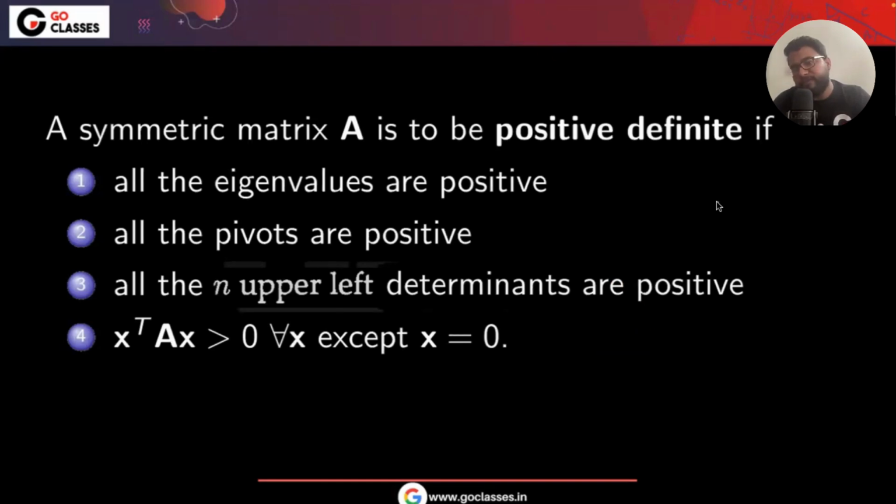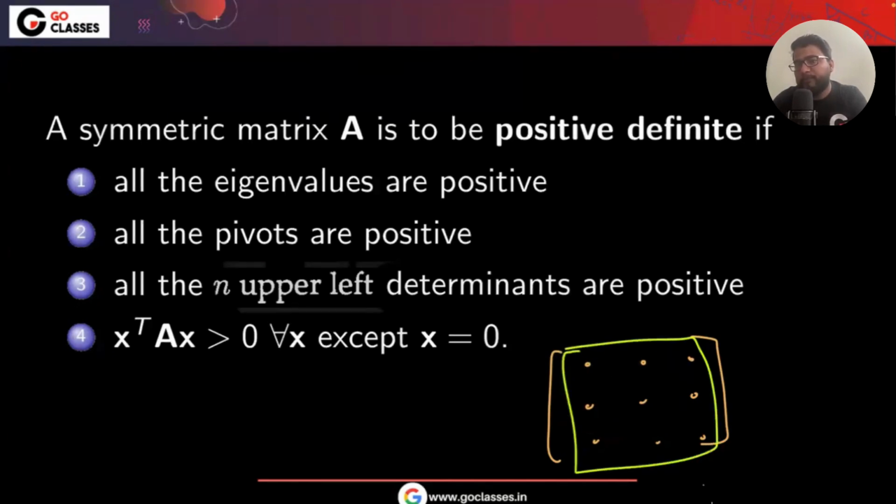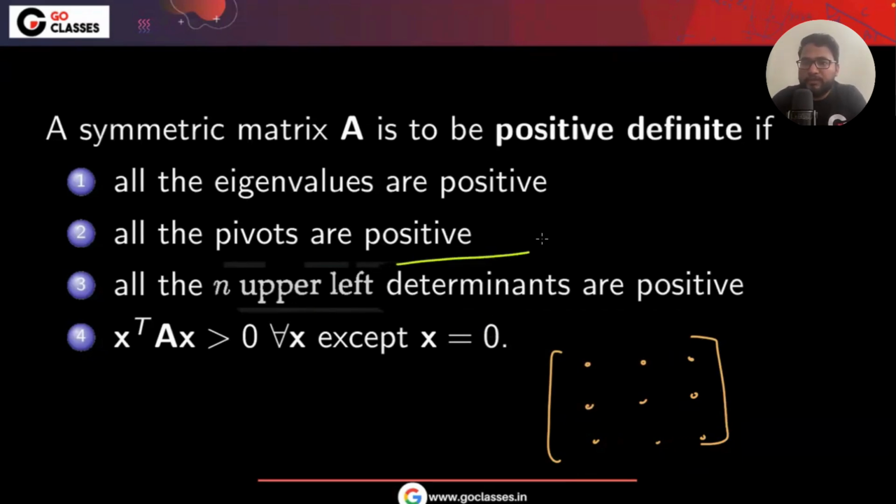Now, we have seen two ways to understand whether the matrix is positive definite or not: we can test using the eigenvalues, or we can test using the pivots. But there are other ways also. Two more ways. For example, if you know that all the n upper left determinants, also called principal determinants, are positive. Suppose it is a 3 cross 3 matrix, how many principal determinants do you have? 3. The first is the determinant of the first element only, the second is the 2 cross 2, and the third is the 3 cross 3. So for an n cross n matrix, there will be n upper left, or n principal, determinants.